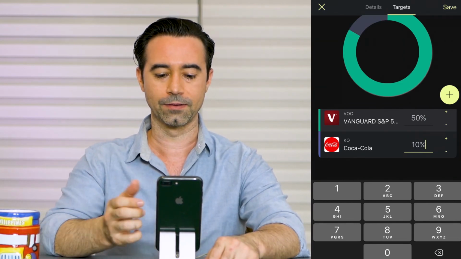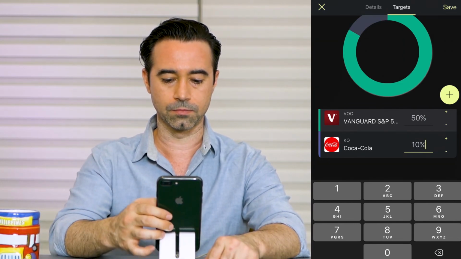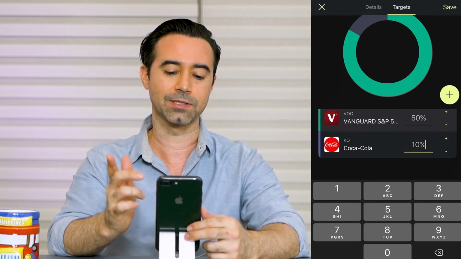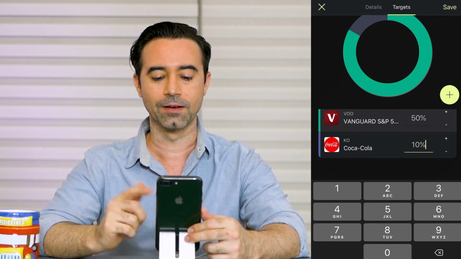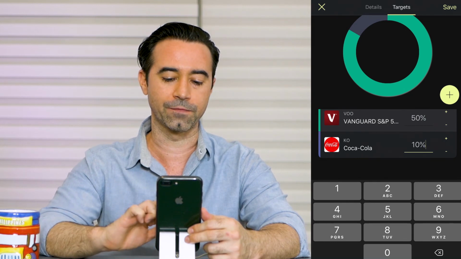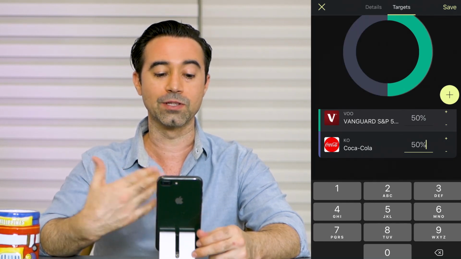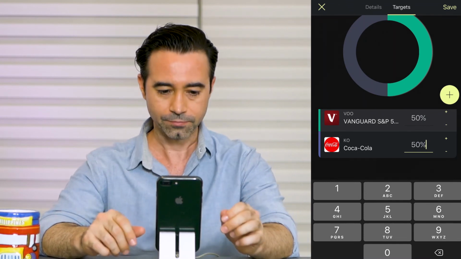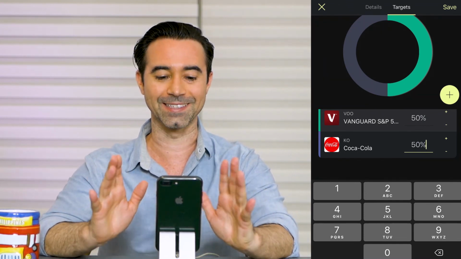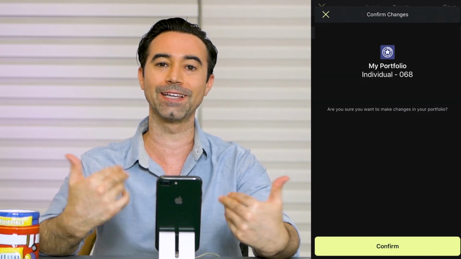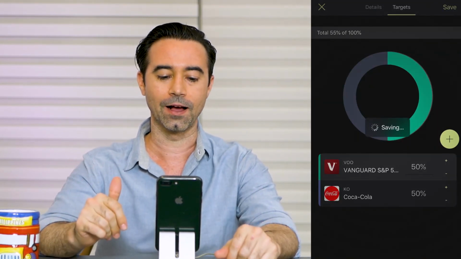And now, well, actually, sorry, I have to add more, so I'm just going to make it 50 so we can keep going with the tutorial, but I'm going to reduce Coke in a minute. Okay, so now we're back. We're back in the add slices part. So let's continue understanding what's going on with the slices.